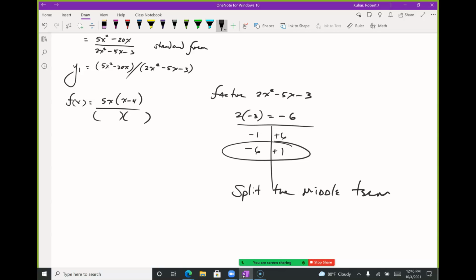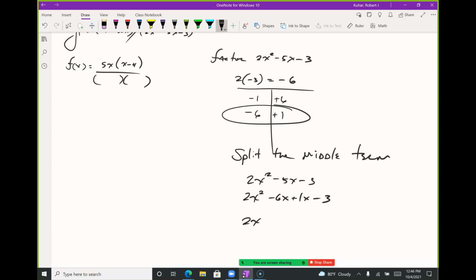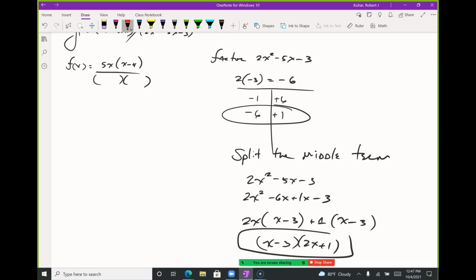And please show me your factoring. Don't just give me something factored on the page. When you get to calculus, you don't have to show me your factoring. But so what do I get? 2x squared minus 5x minus 3. I'm going to split the middle term with a minus 6x plus 1x. And I'm going to factor by grouping, taking out a 2x and taking out a positive 1. So I see x minus 3 and 2x plus 1. And there's my factored form.